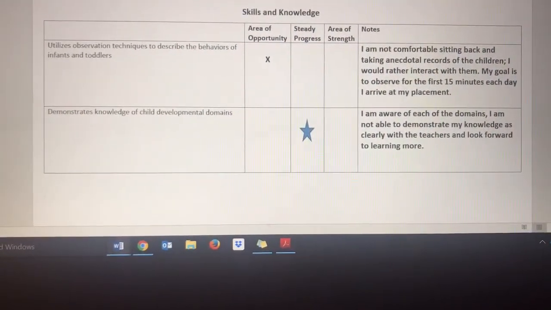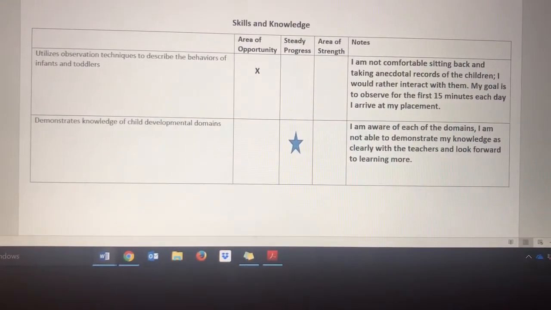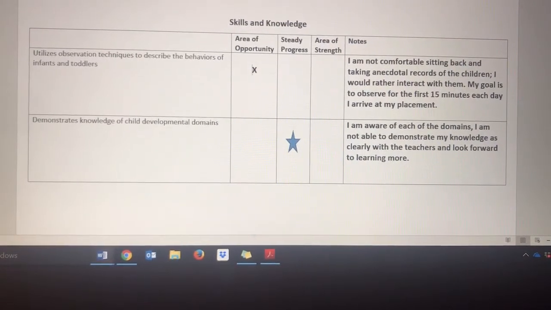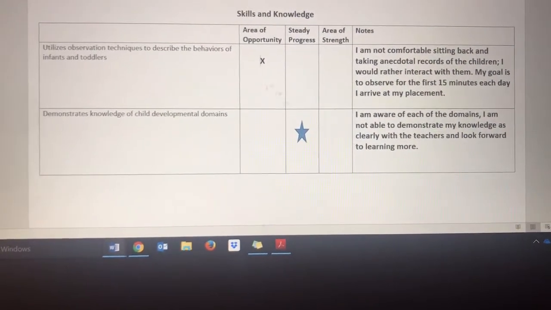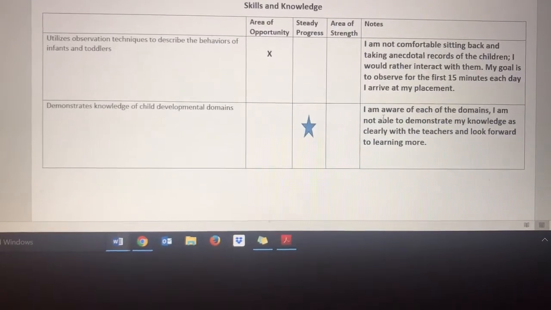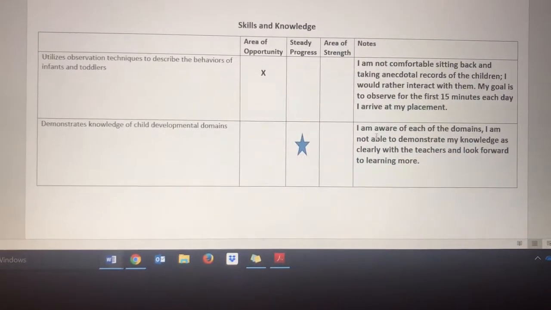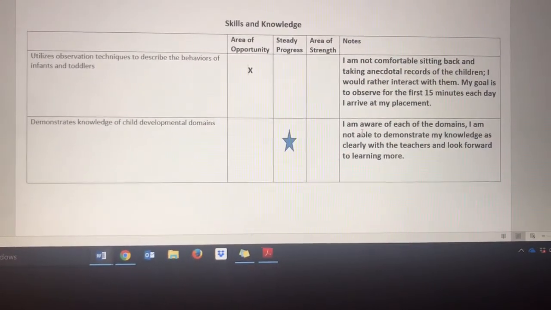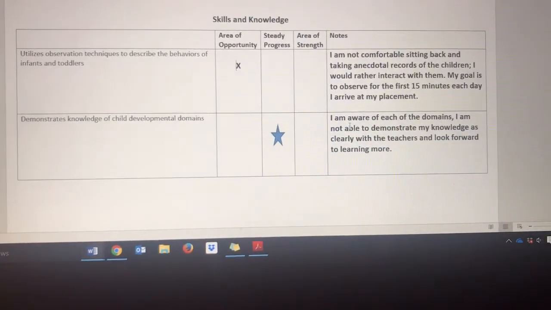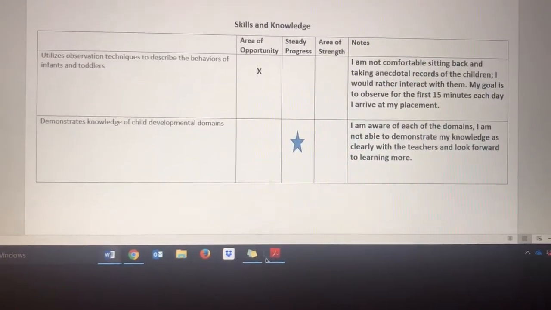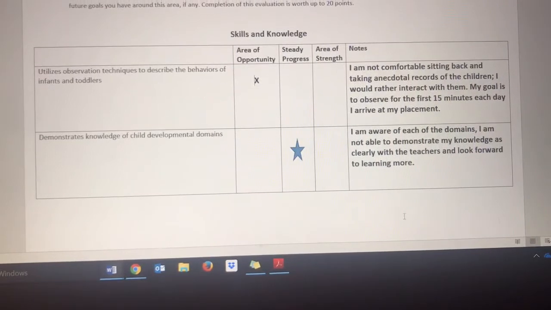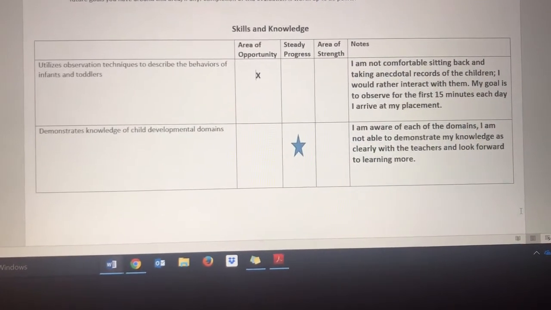For the second one, I did just a star. You can do any type of marking that you want to show where you rate yourself, okay? And I said, as an example, I'm aware of each of the domains. I'm not able to demonstrate my knowledge as clearly with the teachers, and I look forward to learning more. So I've got some of the knowledge, I'm working on it, but I could improve on that.